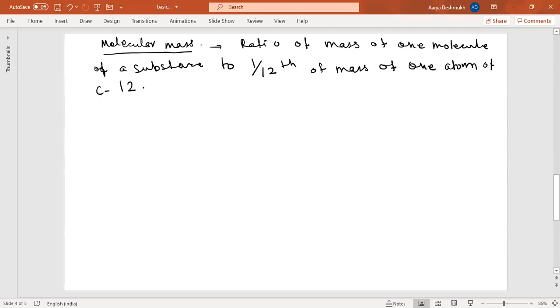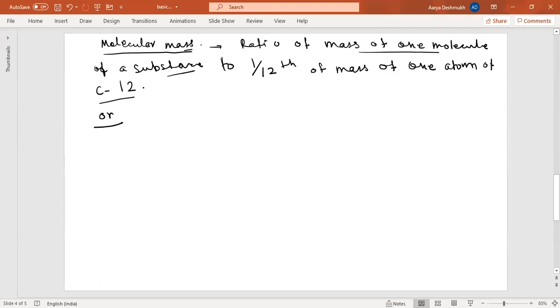Okay. So it is the ratio of what? Mass of one molecule of a substance of which you are supposed to know the molecular mass, to what? To 1/12 of mass of one atom of carbon 12. Or it can be defined in this way also. It is a number. Another definition you can write.